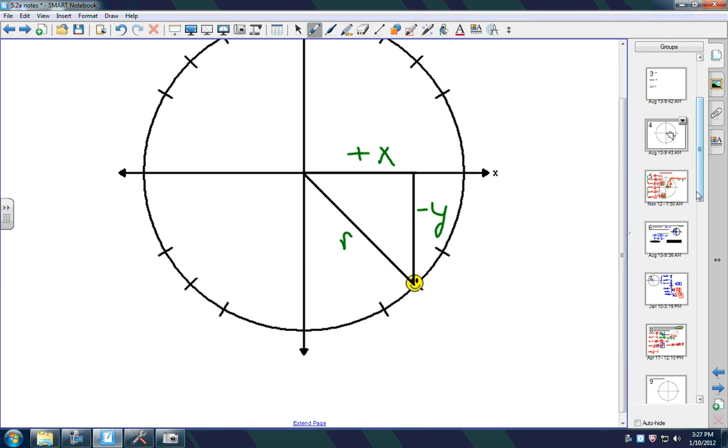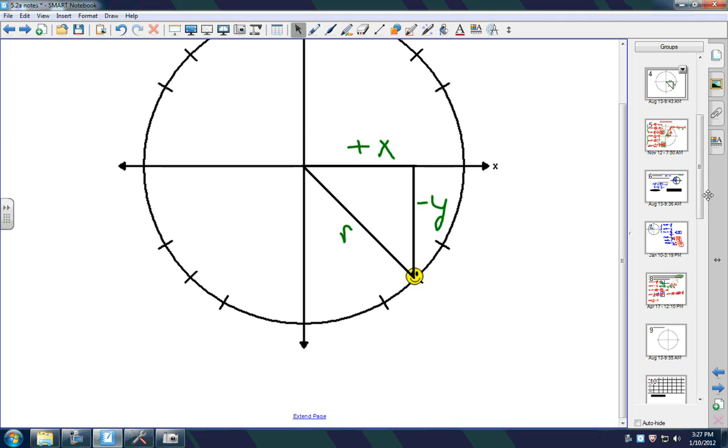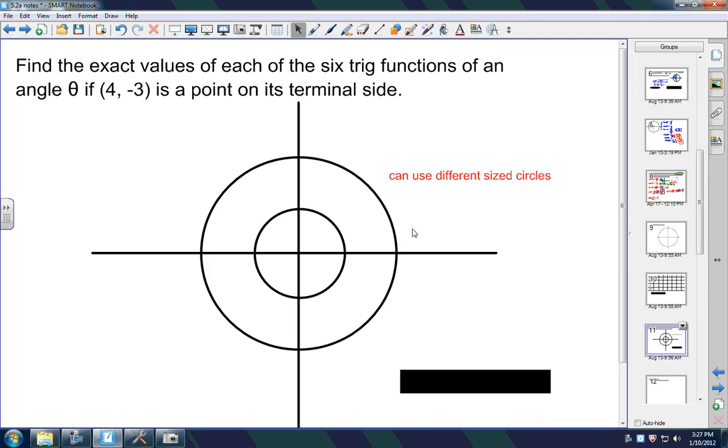All right, last one here. Let's look at this guy. Find the exact values of each of the 6 trig functions of an angle theta if (4, negative 3) is a point on its terminal side. So notice this guy does not say a point on the unit circle. So we get some angle theta, (4, negative 3) is a point on its terminal side.